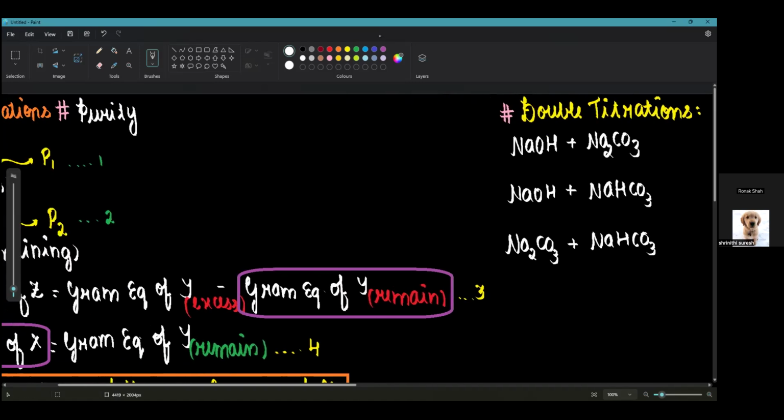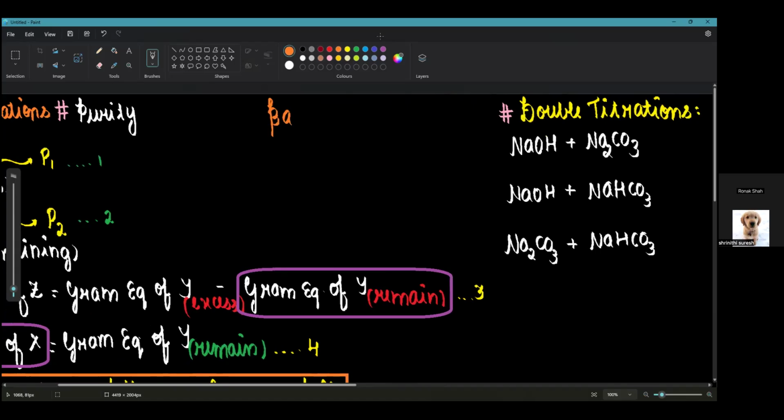Now for this type of titration, one basic rule you need to know is that of basic strength. You need to know the basic strength of these compounds, that is, which one is more basic. So you will say, sir, NaOH is more basic than Na2CO3, which is more basic than NaHCO3. In fact, NaHCO3 is an acidic salt. It is an acidic salt, okay?